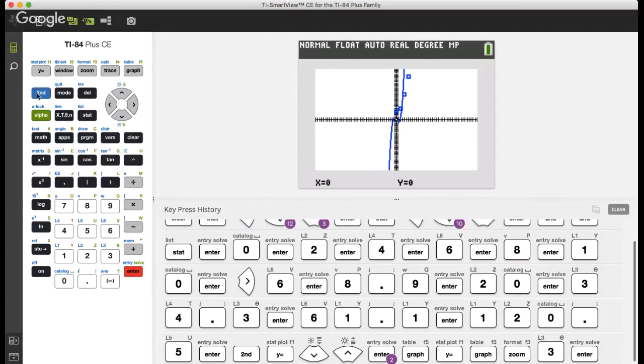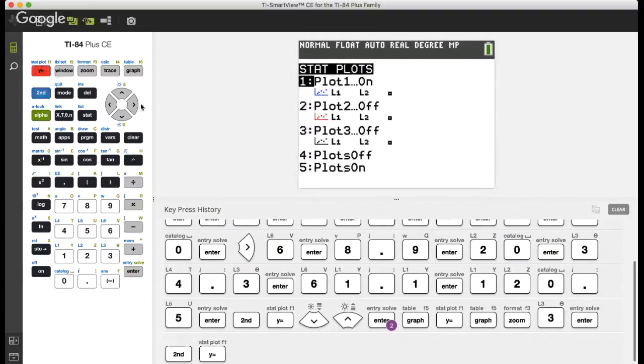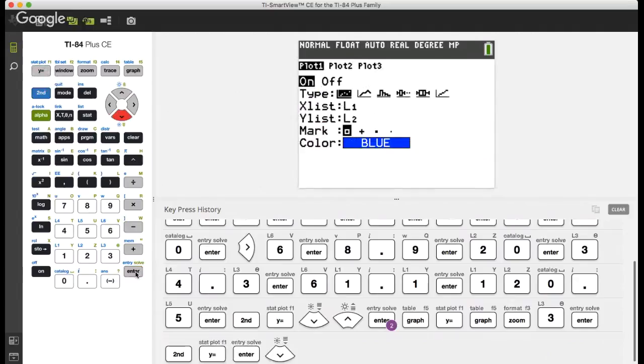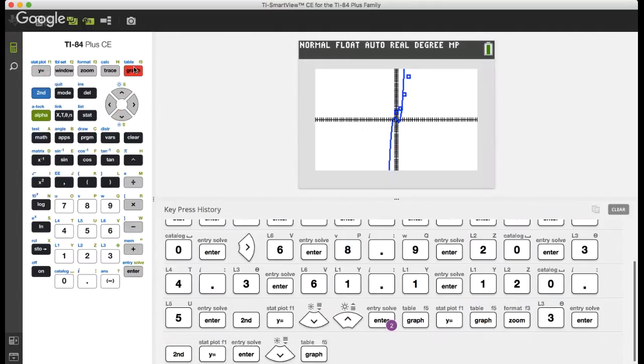Okay, so you again just go to second stat plot, make sure this is on. Once I press enter, I'll make sure that it's in that plot there, and we've got it. Once we press graph, you see it right there without the cubic on that side.